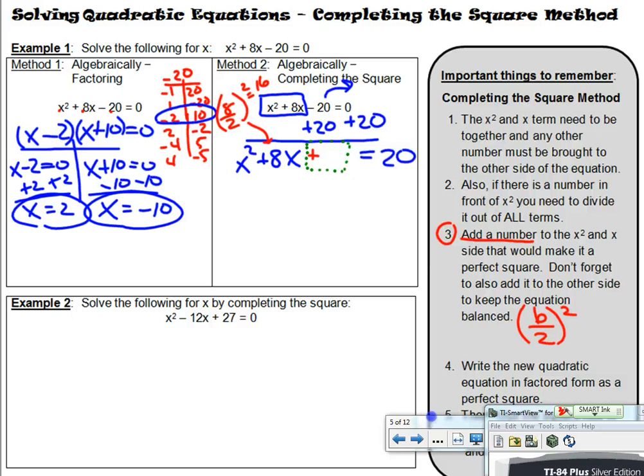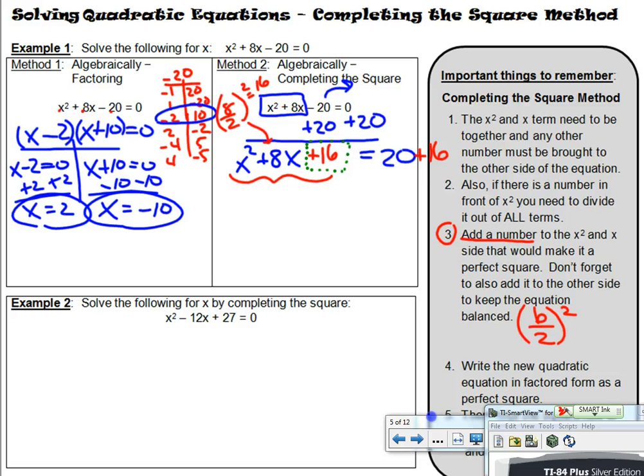So if I add a 16 here, this side will be a perfect square. Now you can't just magically add 16 to one side. All right, just like if we were on a teeter-totter, if things were balanced and I add 16 pounds to my side, I would have to add 16 pounds to your side if we were already balanced. So you have to make sure you keep the equation balanced by adding 16 to both sides.